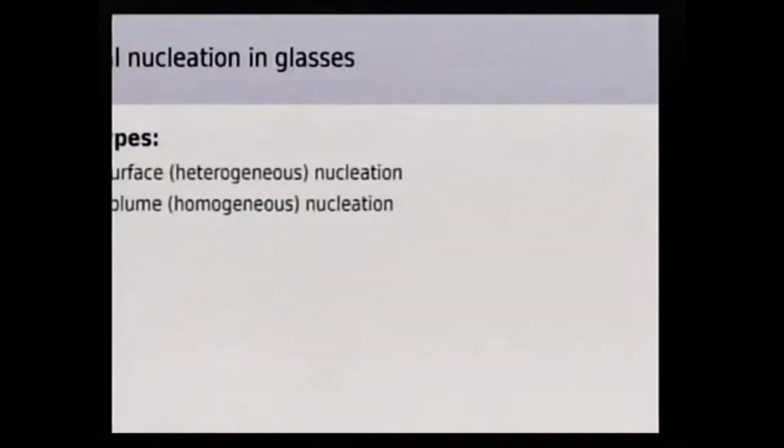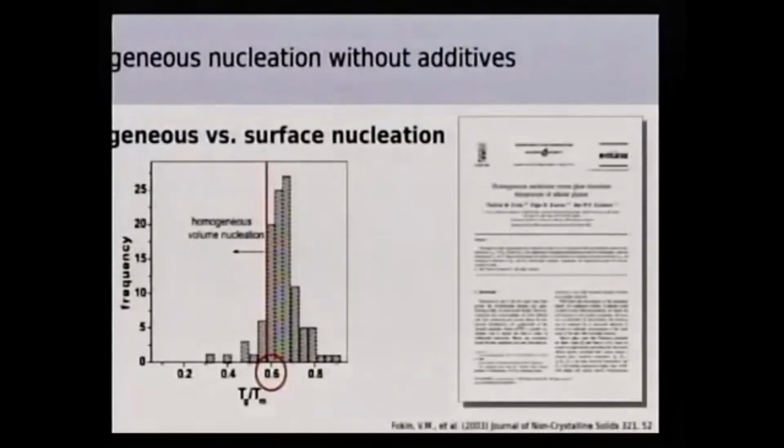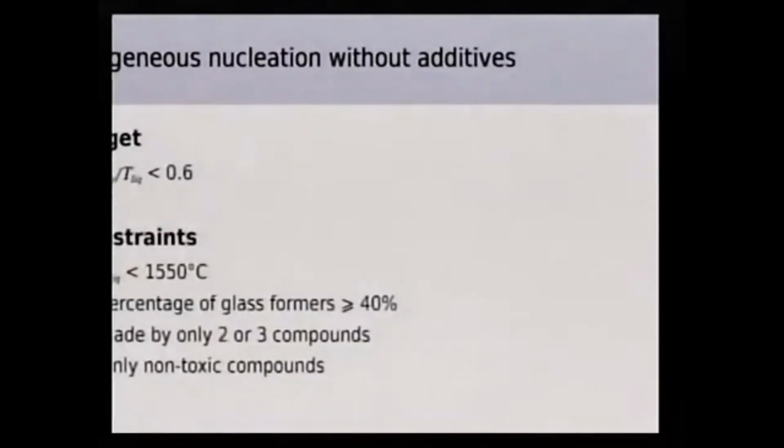So, okay, let's try to exploit this. Let's try to find new homogeneous glasses. This is what we thought, because this is what we study in the lab. And we know that there's a very simple rule. Usually, if the reduced glass transition temperature, that is Tg over the melting point, is below 0.6, then you have a higher chance to nucleate in the volume. This is actually from a paper from our group. We know this, so we set this as a target. We want the genetic algorithm to search for those compositions that meet this criterion.